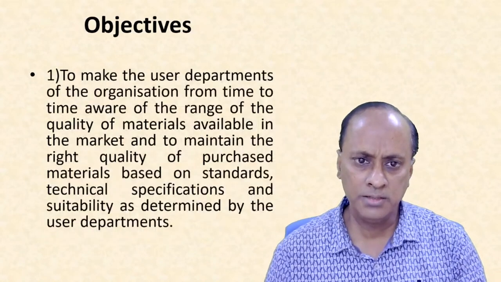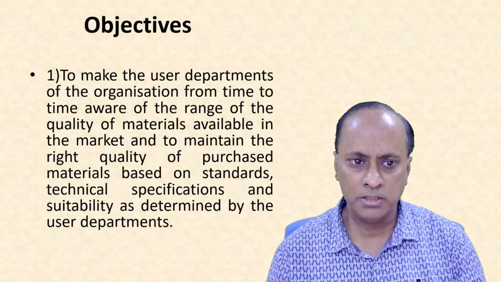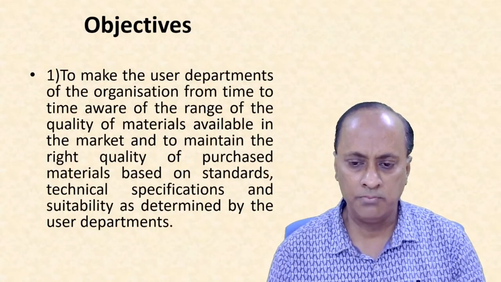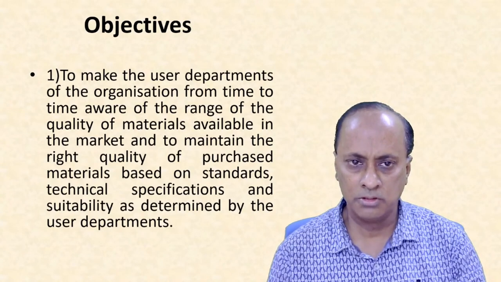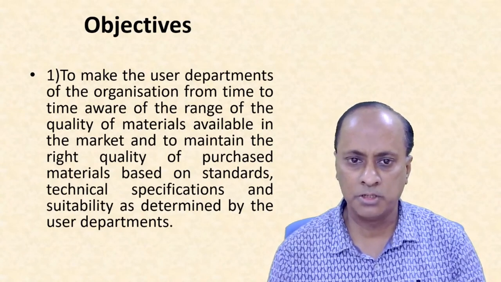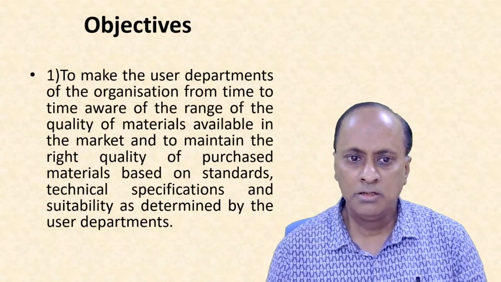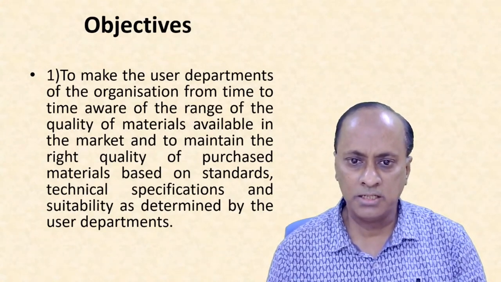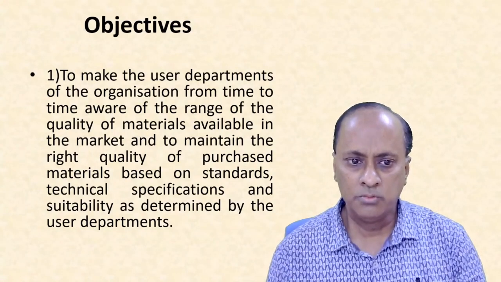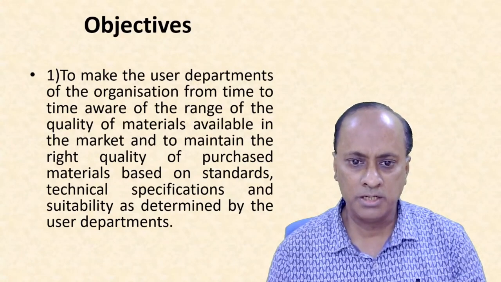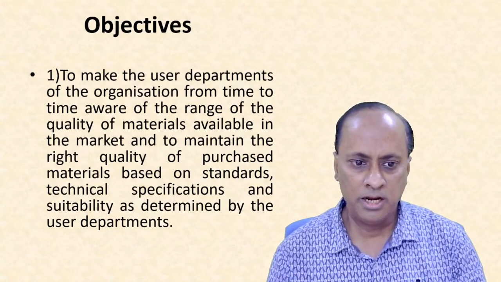So the main objective of purchasing is to make the user departments of the organization from time to time aware of the range of quality materials available. So the first and foremost objective of purchasing is to make the departments aware of the different types of materials available in the market, their quality, and to maintain the right quality of purchased material based on standard technical specification and suitability.